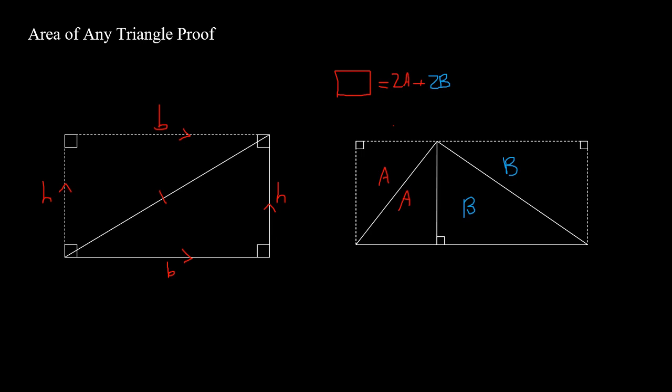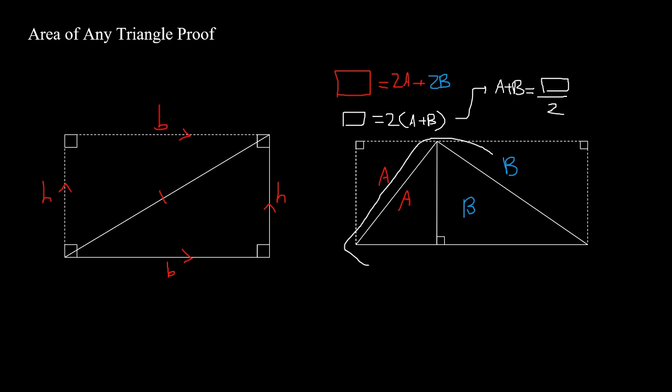We can rearrange this to get that the rectangle is going to be equal to 2 times A plus B. So if we just wanted to find A plus B, we can rewrite this as A plus B equals the rectangle over 2. And notice what A plus B is. A plus B is just going to be the original triangle that we wanted to find.